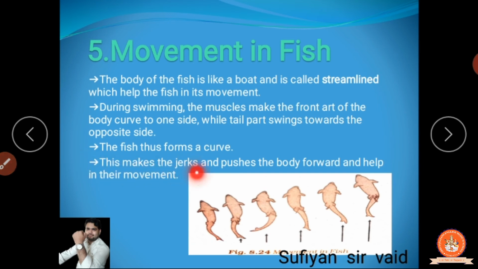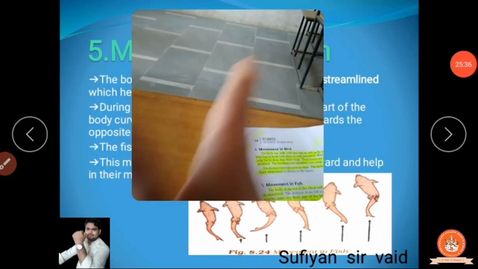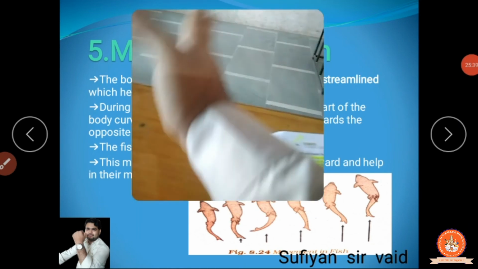These make the jerk and push the body forward and help in their movement. Clear? So this jerk means what, simply, झटकते हैं अपनी बॉडी को जोर से. Like you can see a dog when you throw water on the dog, how it cleans itself, how it shakes, such that it jerks and pushes the body forward. Clear? मतलब कि वो आगे पीछे से हिलते. So they jerk in this way and they go in the forward direction.